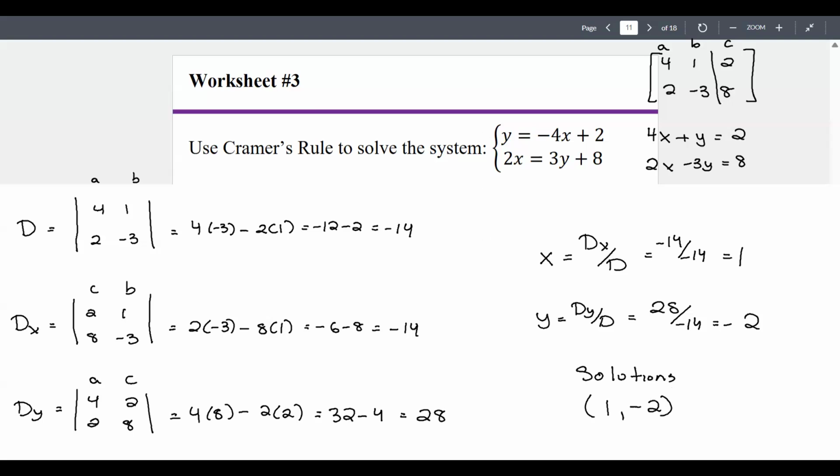Once again, you can always go back and check. If x is 1, we have 4 times 1 plus negative 2, that's 2. If we have 2 times 1 minus 3 times negative 2, that's 2 plus 6, which is 8. So it works. That's my solution set.